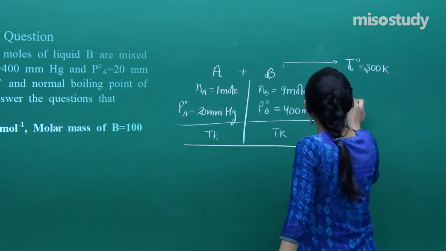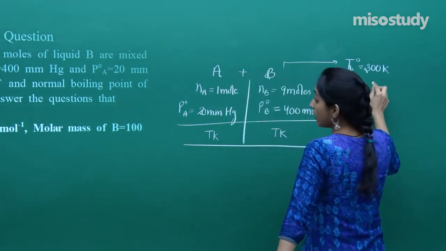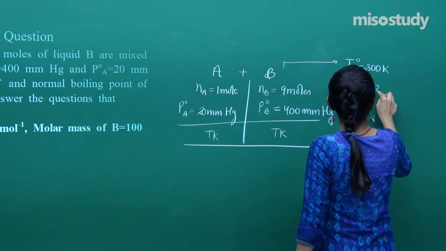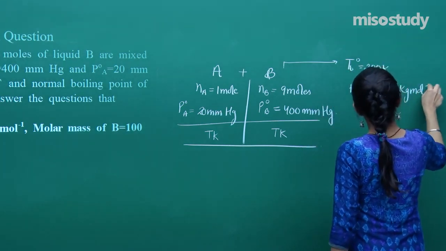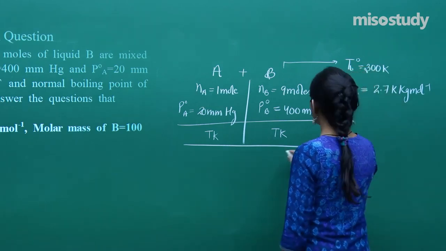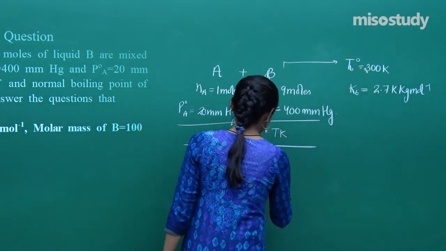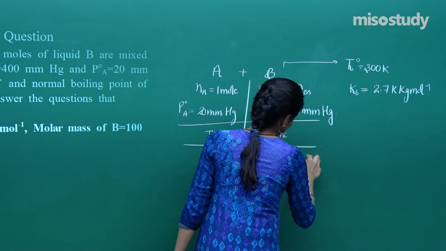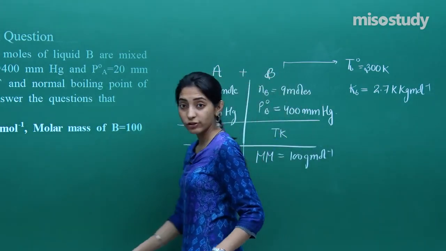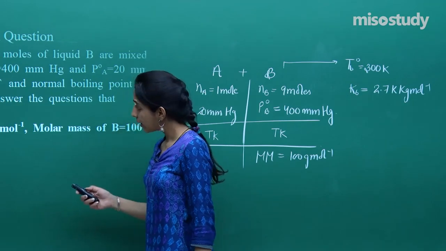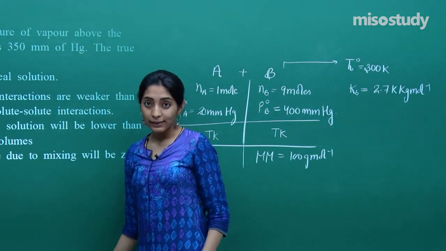The Kb value is given to me as 2.7 Kelvin kg per mole, and the molar mass of B is 100 grams per mole. So I think there will be 3 questions that will follow. Question number 8.